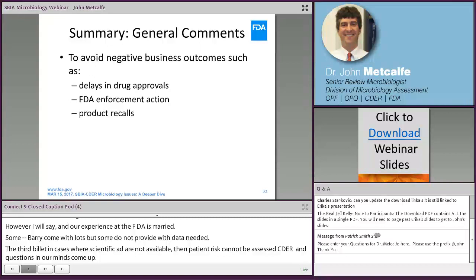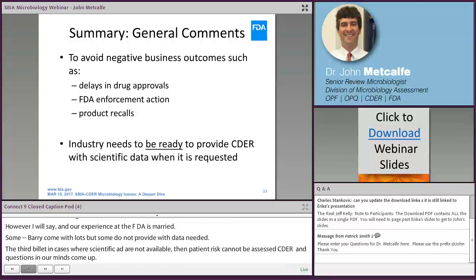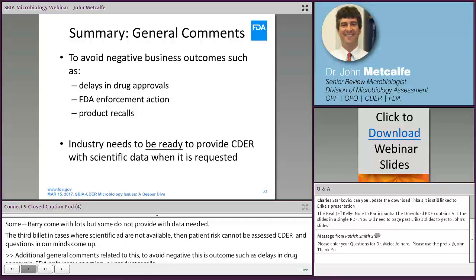Additional general comments related to this: to avoid negative business outcomes, such as delays in drug approvals, FDA enforcement actions, or product recalls, industry needs to be ready to provide us with scientific data when it is requested.